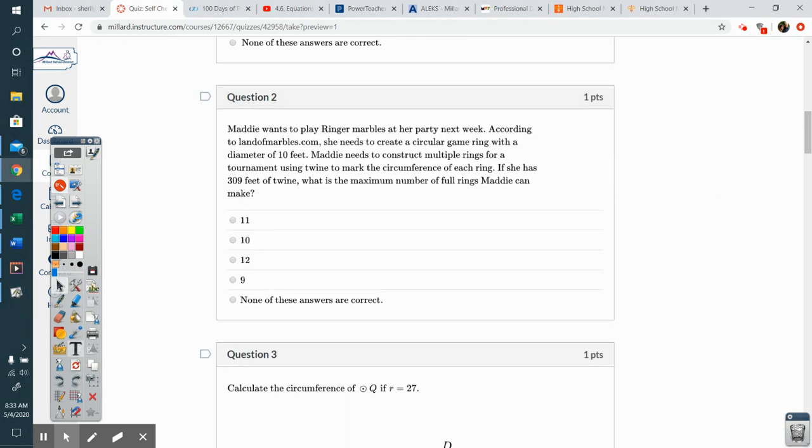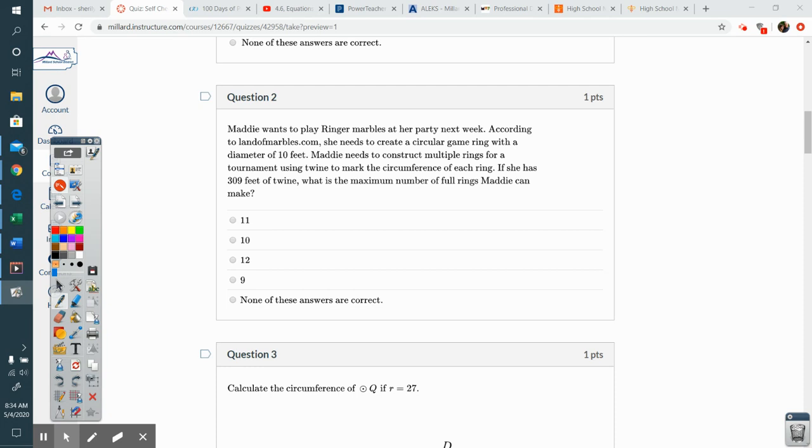Okay, so Maddie wants to play ring of marbles at her party. According to this, she needs to create a circular game ring with a diameter of 10 feet. So she has to construct multiple rings because she's having a tournament. So first, if you figure out what the circumference of one of them is, then you can figure out how much twine she'll have. She has total 309 feet. So we need to know what one is, and then divide the total by that one in order to get the number that she'll be able to create.